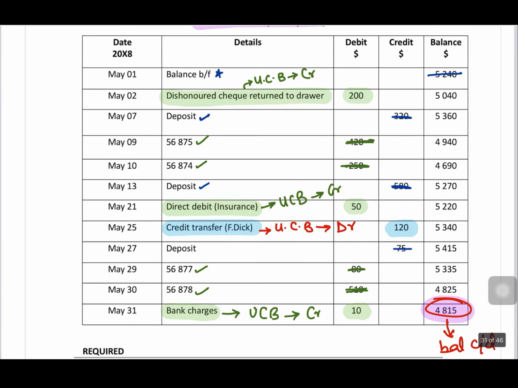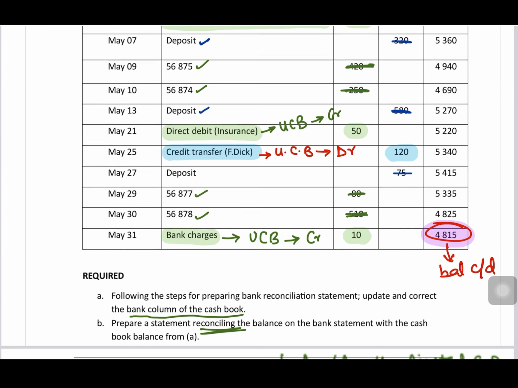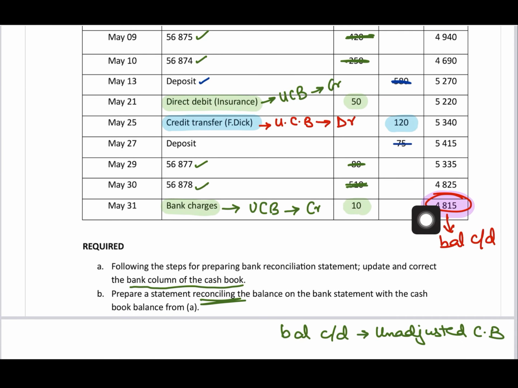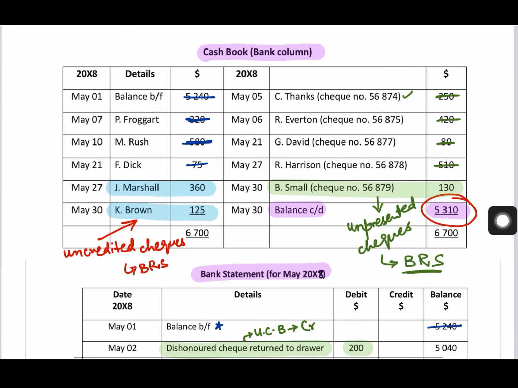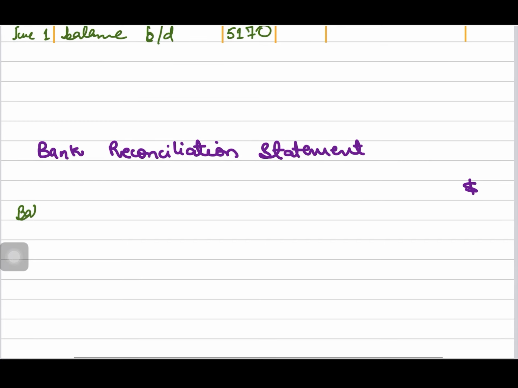And we have studied two methods in which a bank reconciliation statement could be prepared. If we start with the balance as per bank statement, which is given to us in the end, which was 4815, then we add the uncredited deposits and we subtract the unpresented checks, right? And vice versa, if we start with the balance as per updated cash book, so we add unpresented and we subtract uncredited, right? So let's do the first method, that is balance as per bank statement.